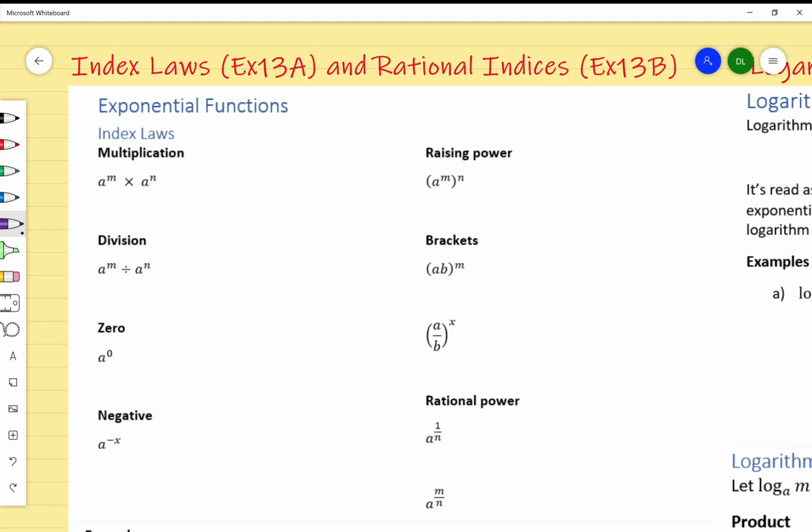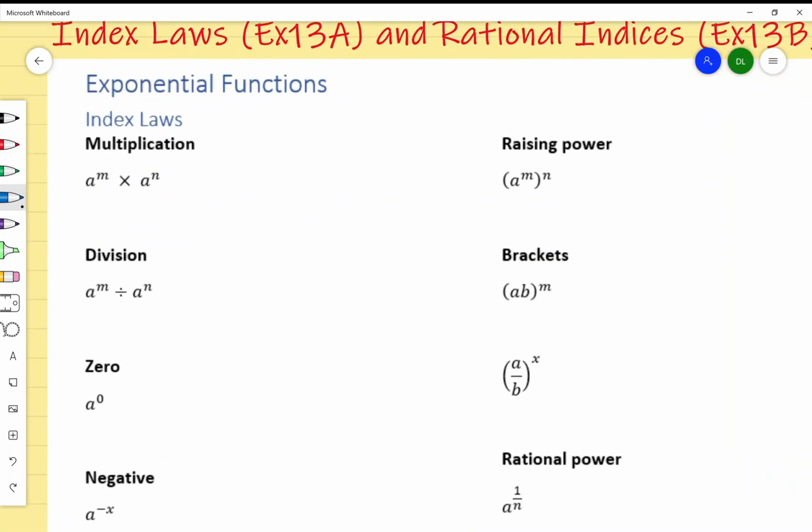Just in case you're not clear, exponential, index, same thing. So let's start by looking at our laws. In multiplication, we all know if it's a to the power m times a to the power n, gives us what? Did you guys do your index laws? Say a to the power of m plus n. Are we okay with that?